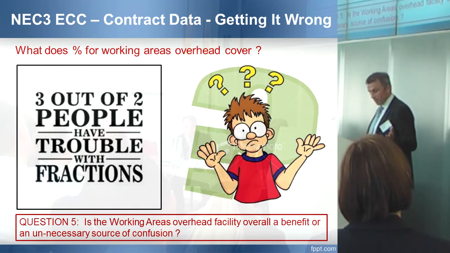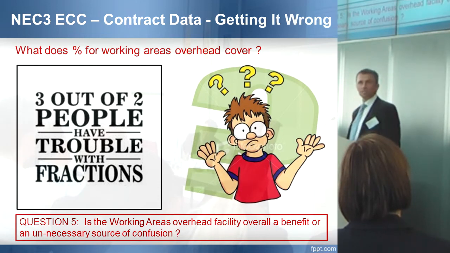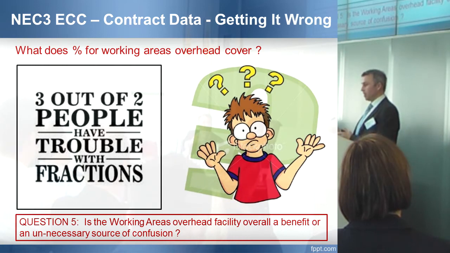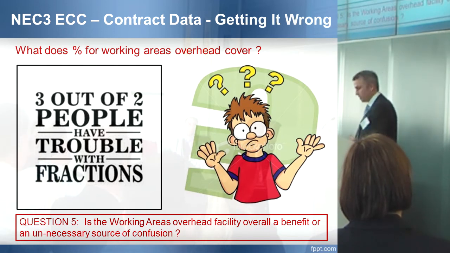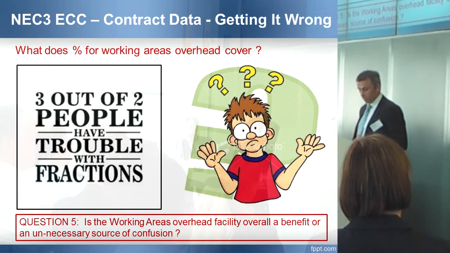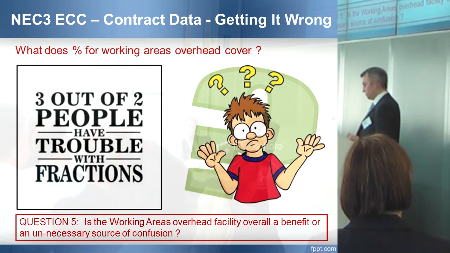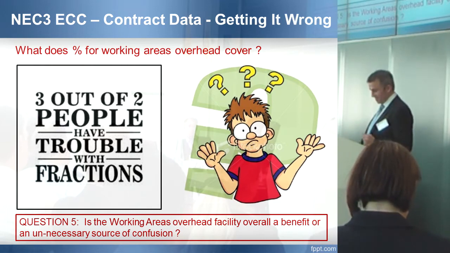So bearing that in mind, is the working areas overhead facility overall a benefit? The idea, I think, is that it simplifies an area where there could be a high volume of small value invoices that would need administrating, checking, auditing, assembling for payment purposes. So you can see the thinking to simplify, but is there an overall benefit to that simplification, or does it cause an unnecessary source of confusion? So, okay.